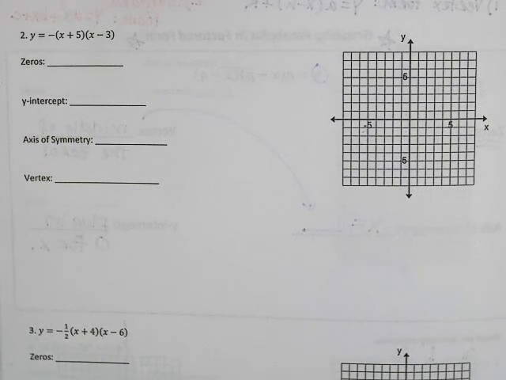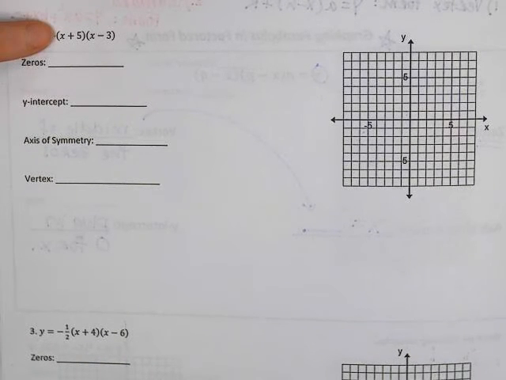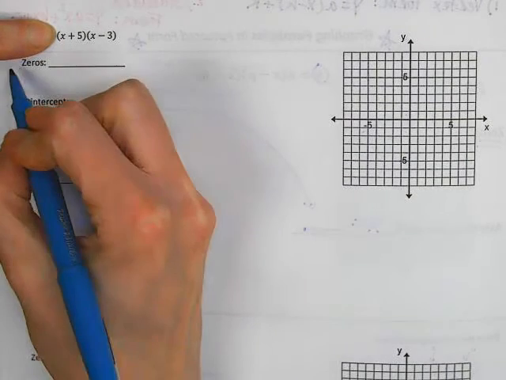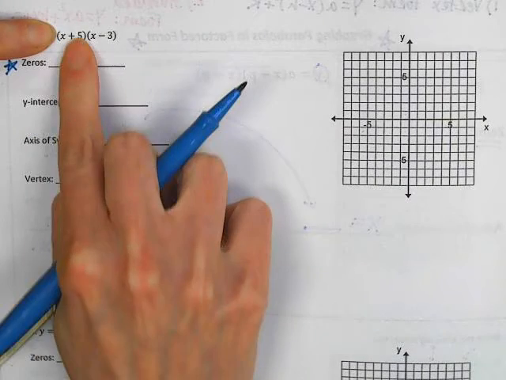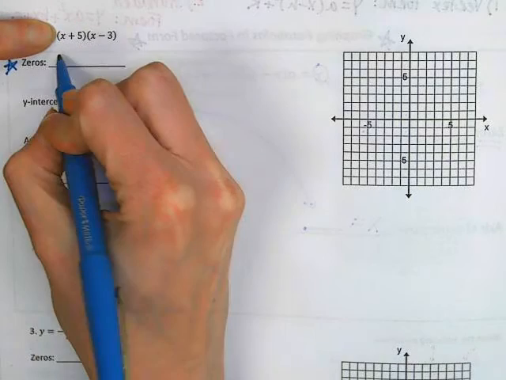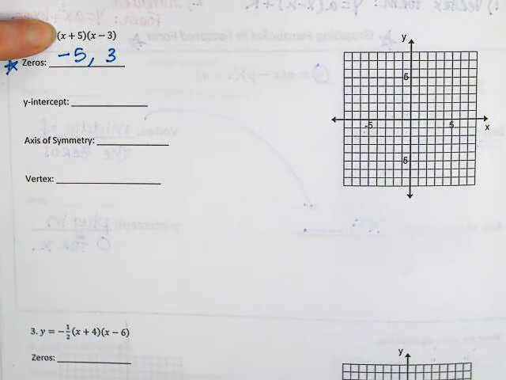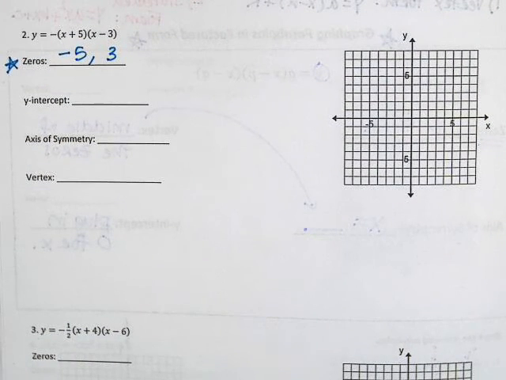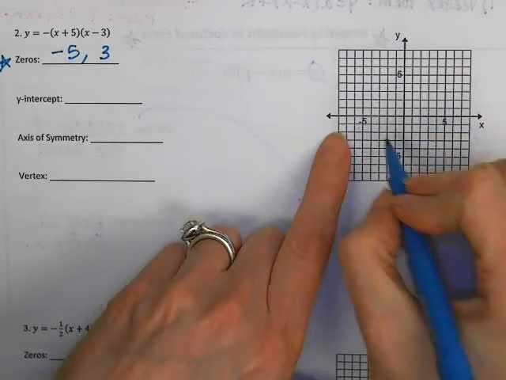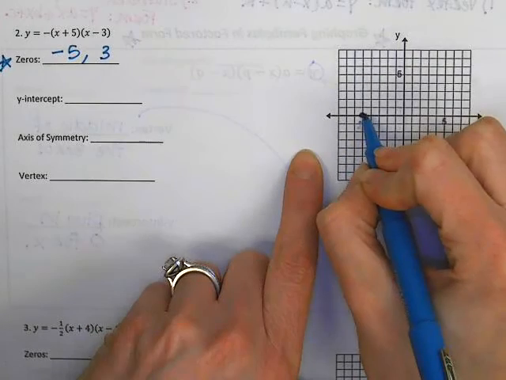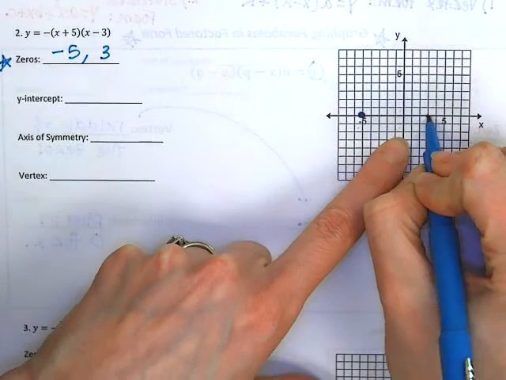Okay, first thing, guys, this negative sign does not affect your zeros. So go ahead and pretend it's not even there for the zeros. So zeros are opposite, opposite, so negative 5 and positive 3. Okay, the negative sign just tells you if it opens down, does not affect your zeros. So I'm going to graph those, negative 5 and positive 3.